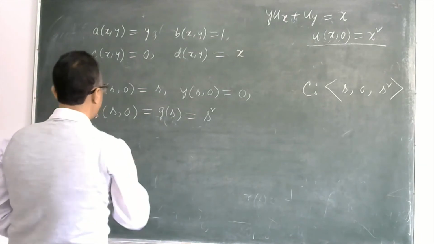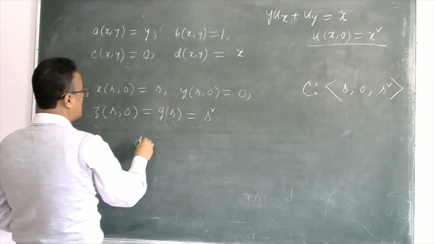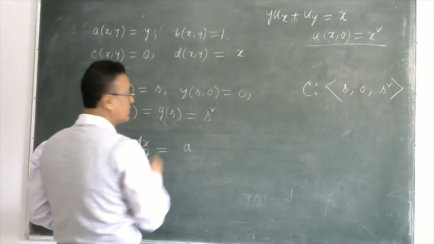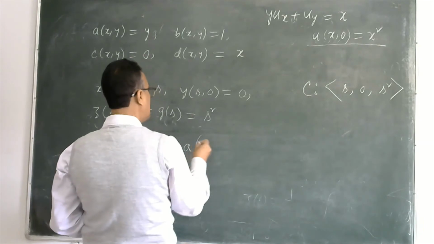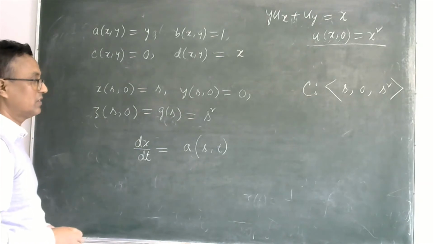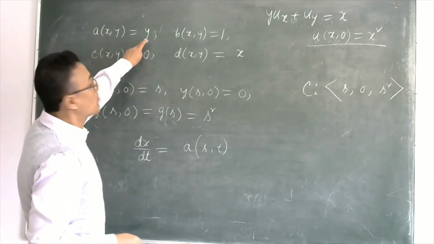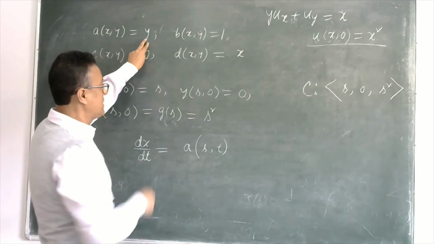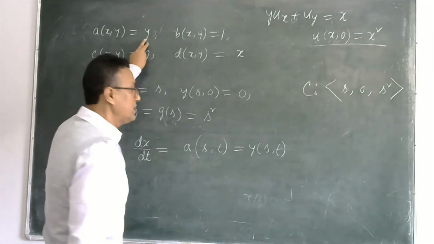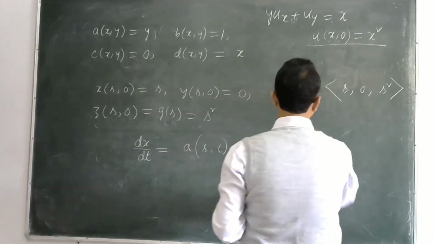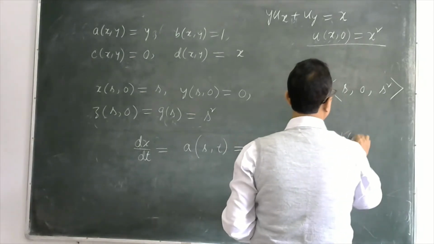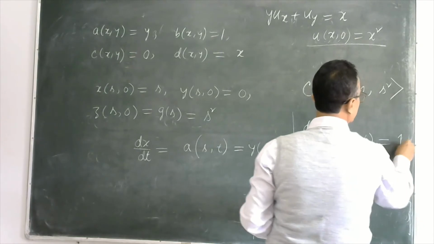So then, again I have dx/dt. Now I have to write it as a function of a(s,t), isn't it? So now see, it was y, so it will be simply y(s,t). Is it okay? Fine. This is the first part. And then dy/dt is equal to 1. This is 1. Okay?